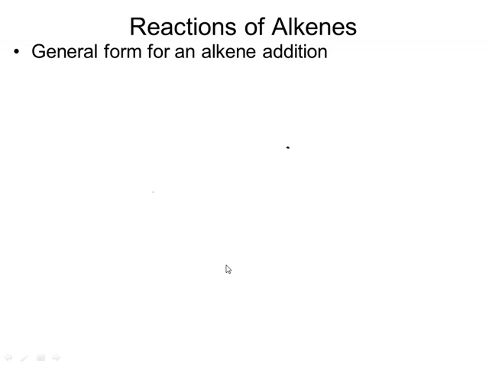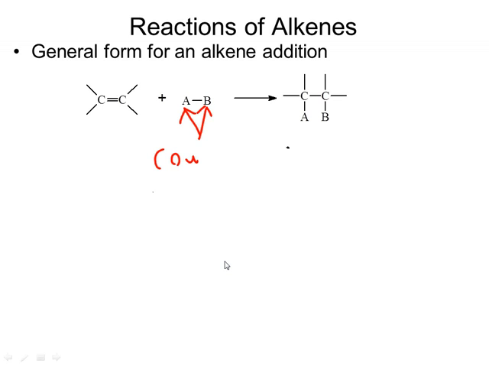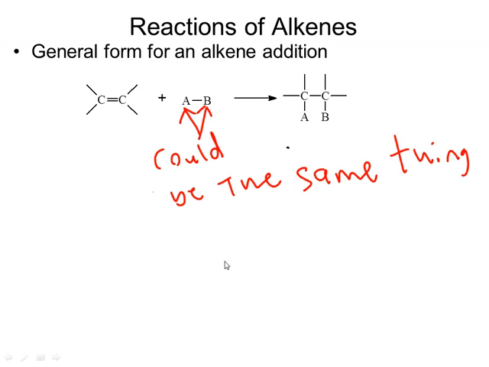All right, moving on. So the general form of an alkene addition is we have the double bond. We're going to take something, and this A and B are just fill-ins for whatever compound we have. Now, A and B could be a single atom each, or A could represent a couple atoms. A and B could be the same atom or group of atoms or not.